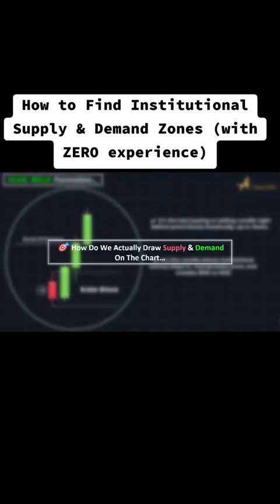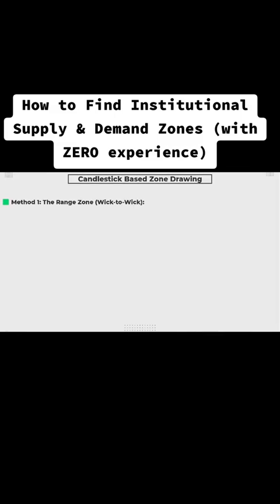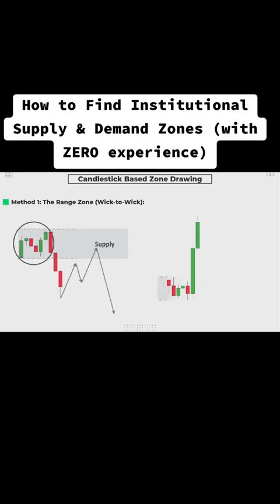Now next, let's see. How do we actually draw supply and demand zones on the chart using candlesticks? Method number 1. The range zone. This one is simple and powerful. You draw your zone based on the entire candle range, from wick to wick, right before price breaks out with a strong, aggressive move. This gives you a broader zone, which can reduce your chances of missing the trade. But keep in mind, it also means a wider stop loss and possibly a lower risk-to-reward ratio.